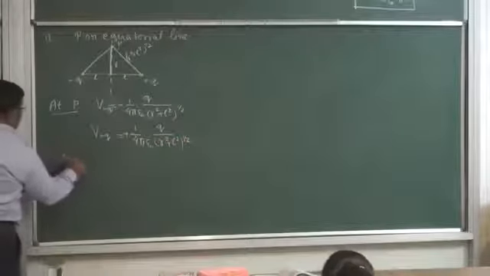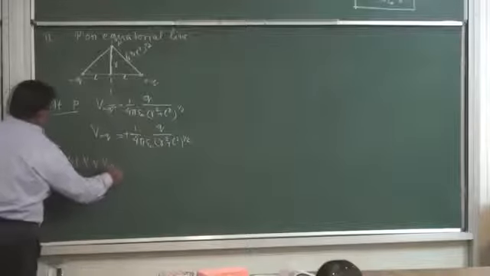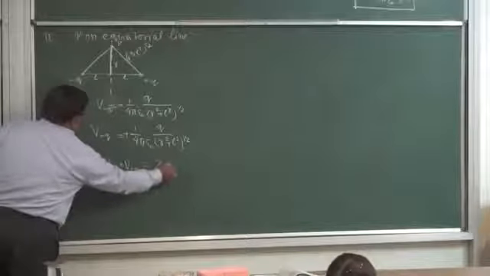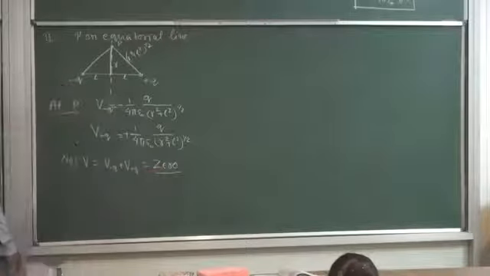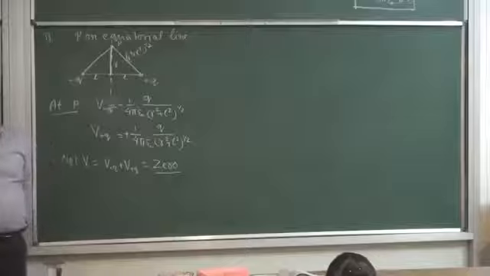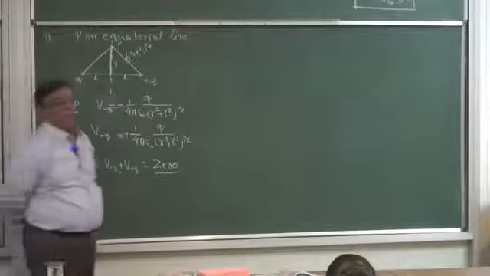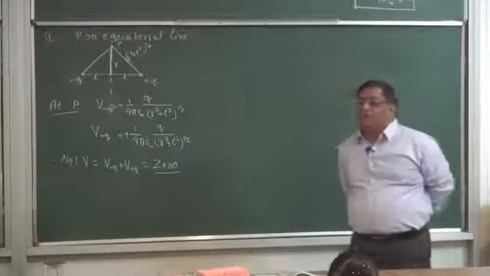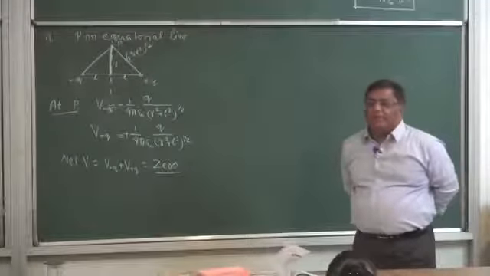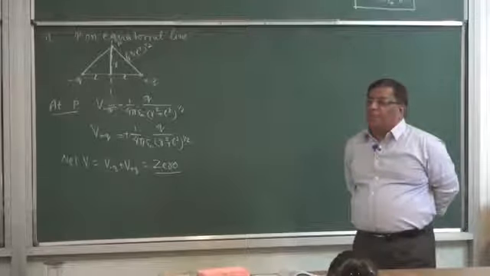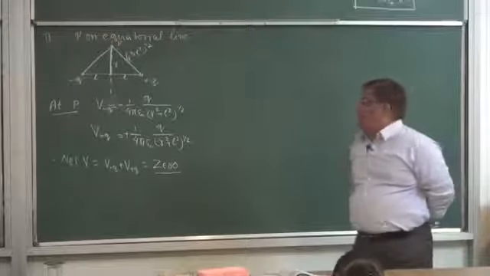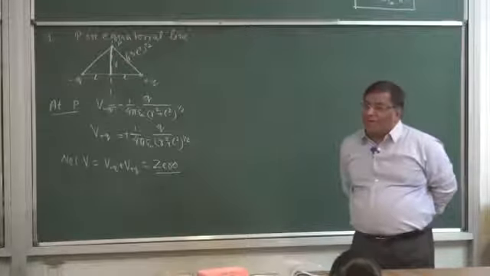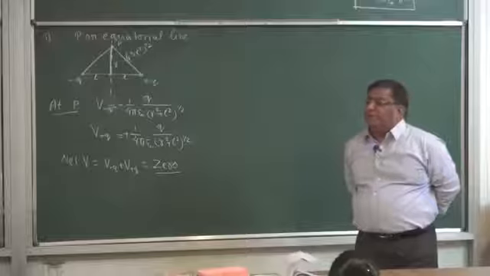Therefore, net V is zero, right? Because it's a scalar quantity, there is no direction. There will be a simple addition of plus potential and minus potential, and this will become 0. So remember, in a dipole there is 0 potential.